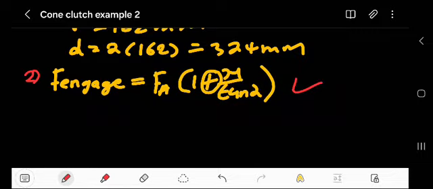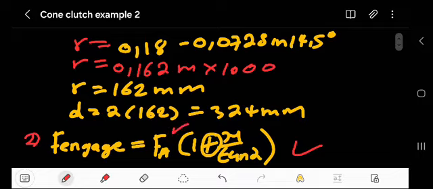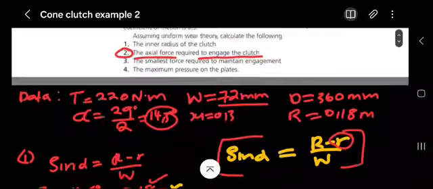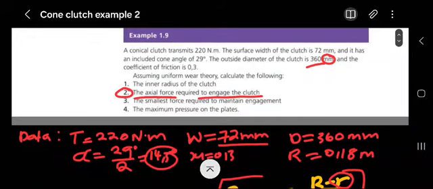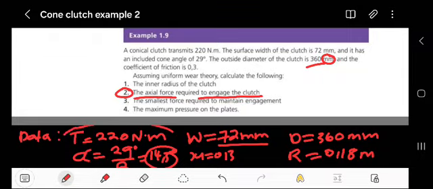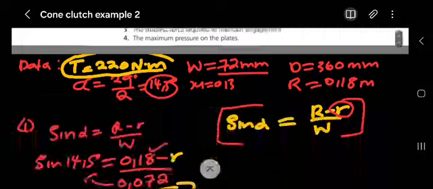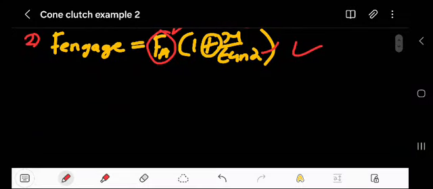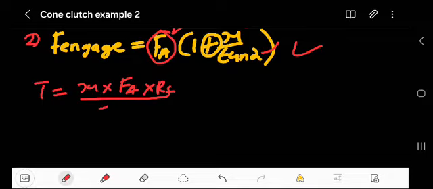So for us to find this, as you can see, we're supposed to have axial force, then we'll be done. But because we already have the angle and the coefficient of friction, what is limiting us is this guy, axial force. Do we have axial force? We don't have, we are not given the axial force, but we've been given the torque. Let us take advantage of that torque, because we know the torque is equal to coefficient of friction multiplied by axial force multiplied by Rf over sine alpha.